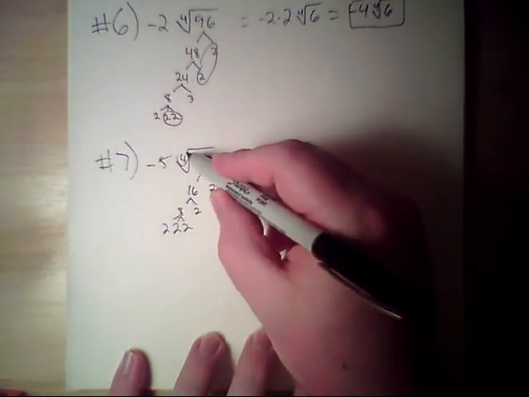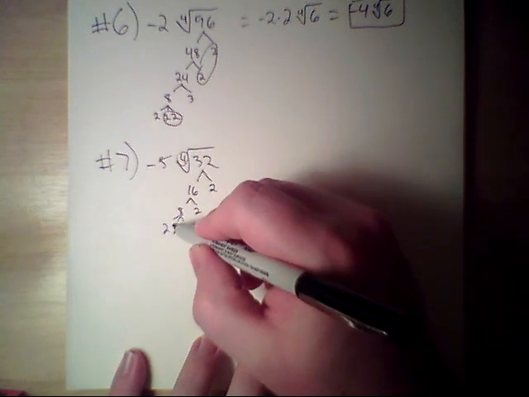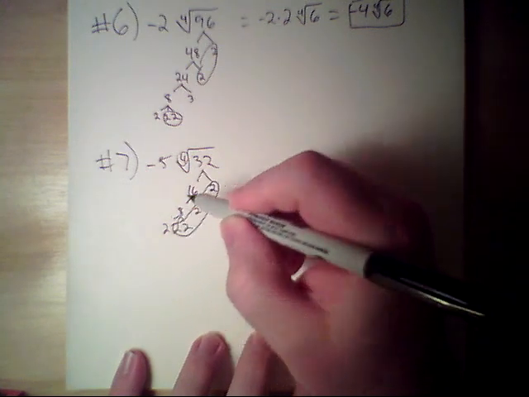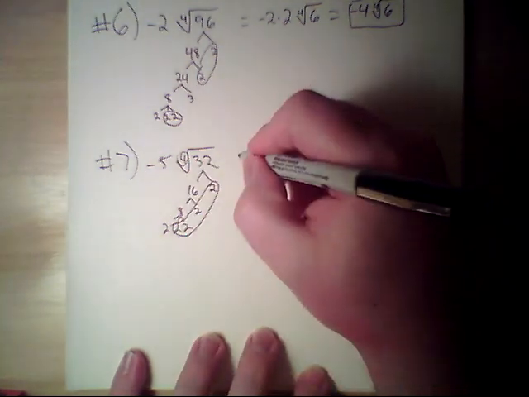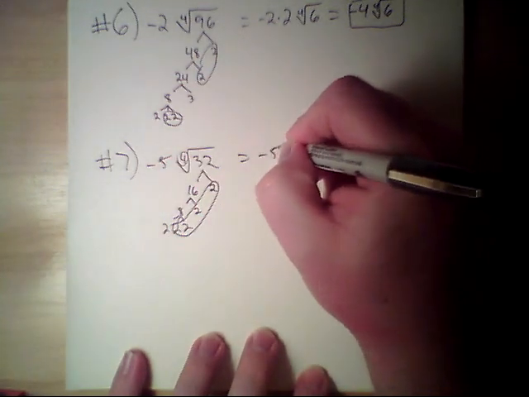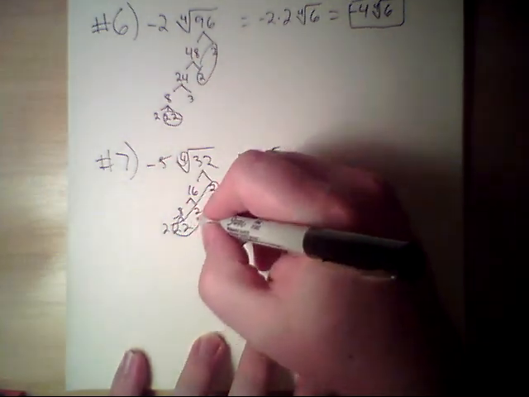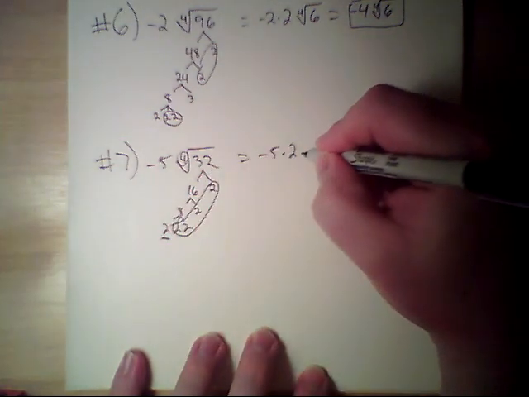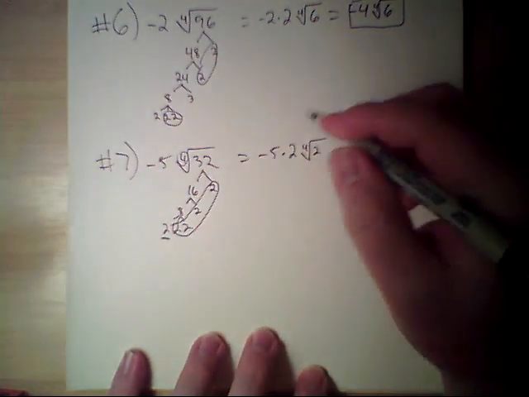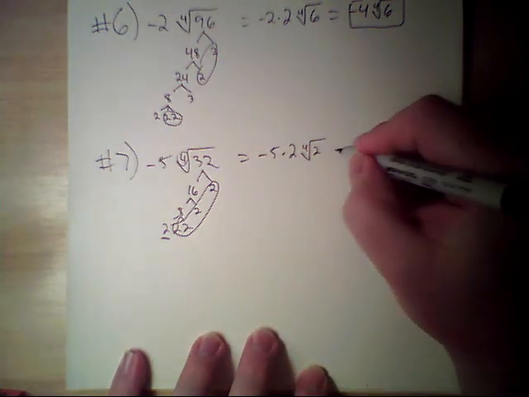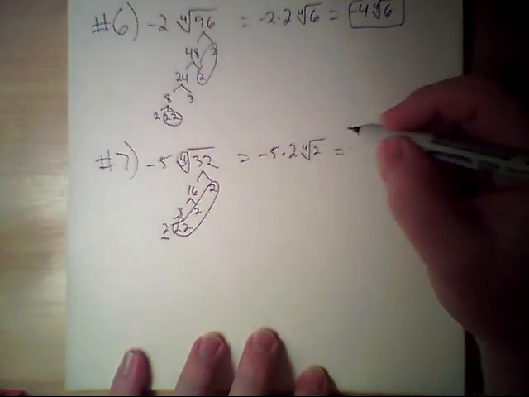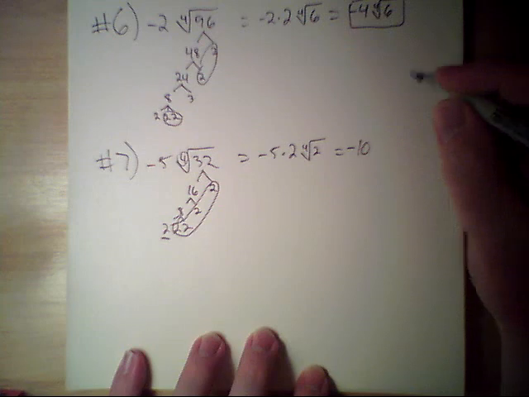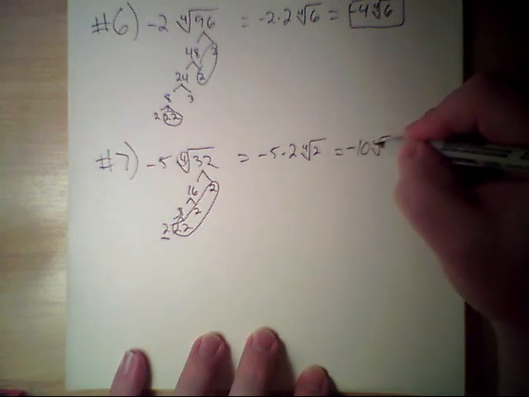So we're looking for groups of 4. So 1, 2, 3, we have 4 2s here. Those can come outside the radical. So let's keep this -5. So we have -5 times this 2 comes out. And we have a lone 2 left in the radical. So the 4th root of 2. I'm sorry, -5 times 2 is -10 times the 4th root of 2.